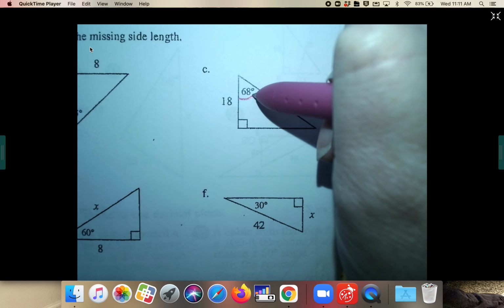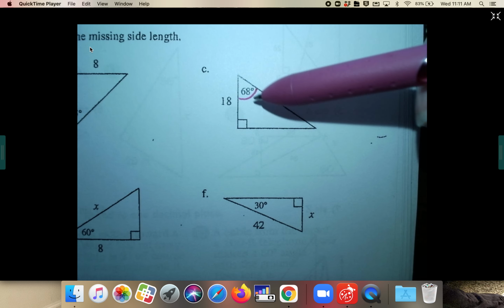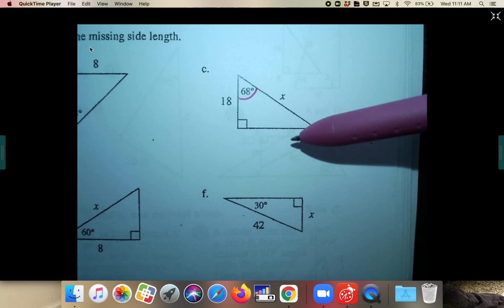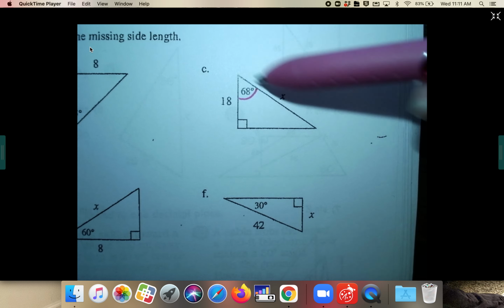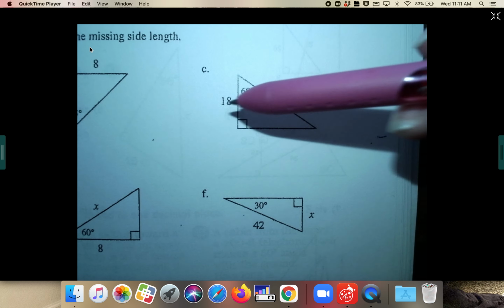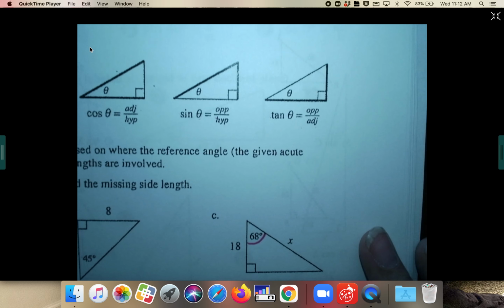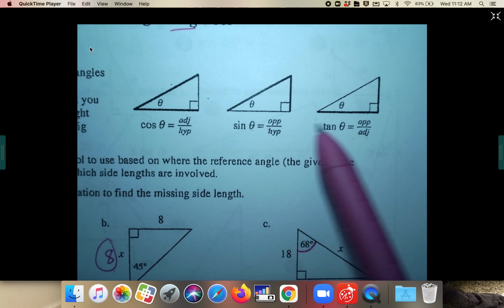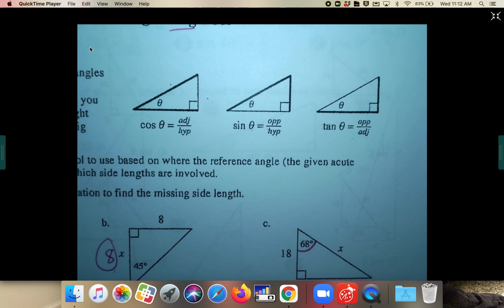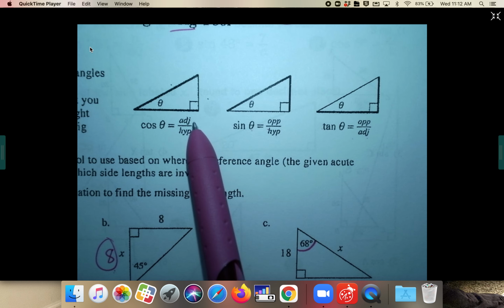Our angle is a 68 degree angle, and we do not have opposite. Okay, 68 opens up to something we don't know. So we're not going to look for opposite this time. What we have is that x is our hypotenuse and 18 is our adjacent. So we're looking for hypotenuse and adjacent. So let's look up here. Which one is hypotenuse and adjacent? That would be this one, hypotenuse and adjacent.